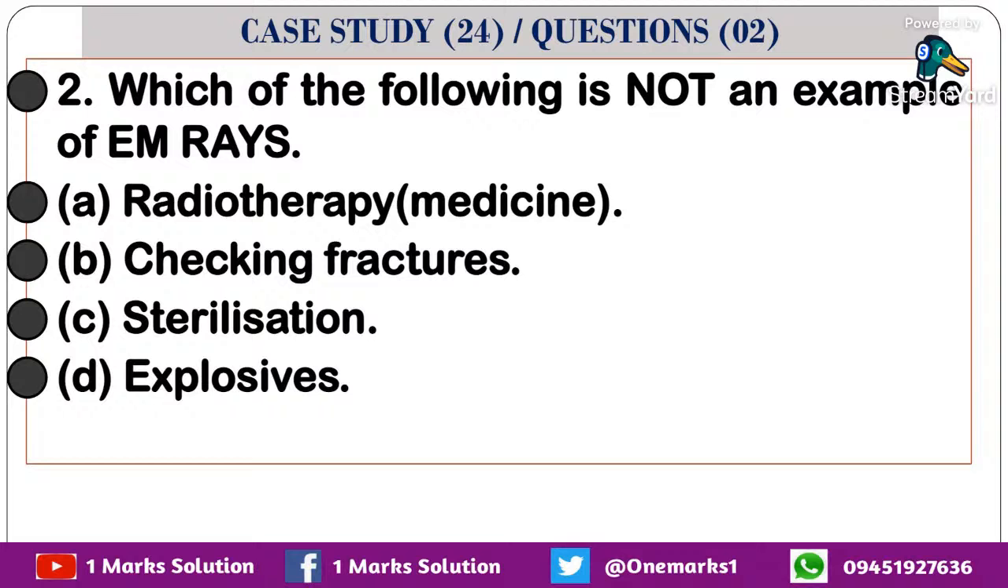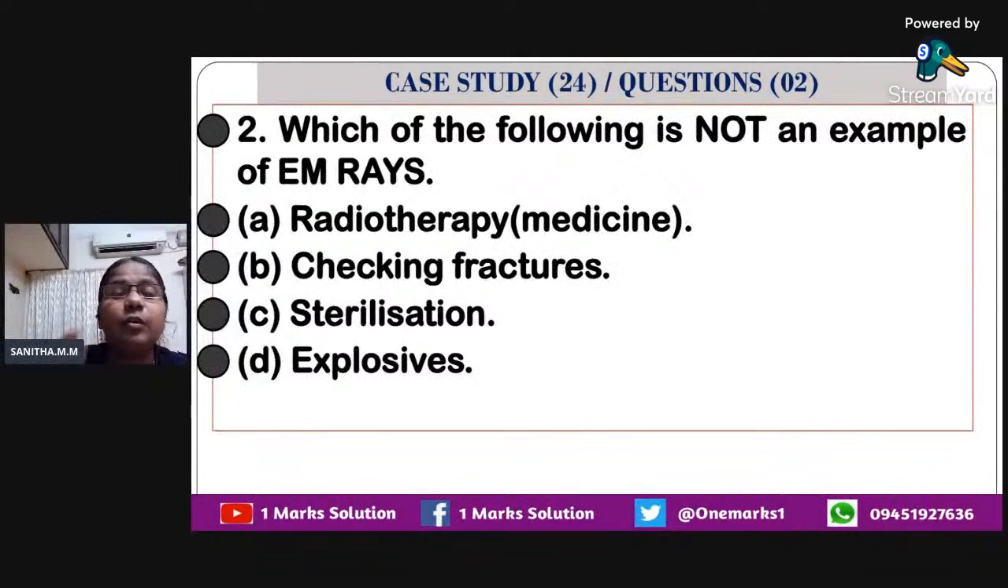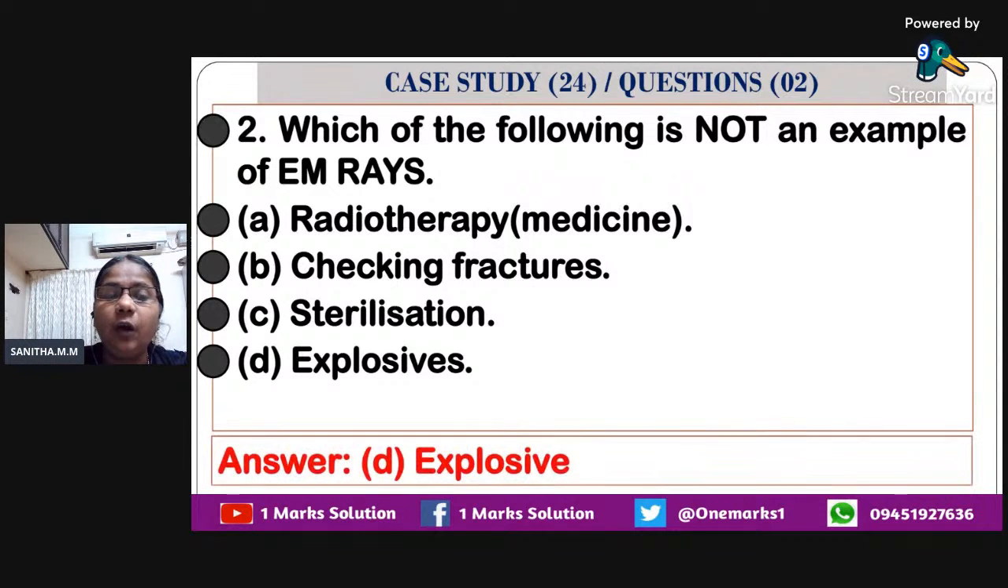Which of the following is not an example of EM rays, not an example of electromagnetic rays? The first one we can say radiotherapy. Is it not an example? No. Checking fractures. No, not at all. Sterilization, that we also know. So which is coming under the last one? Explosives. That is the correct answer. Yes, you can see the option D.